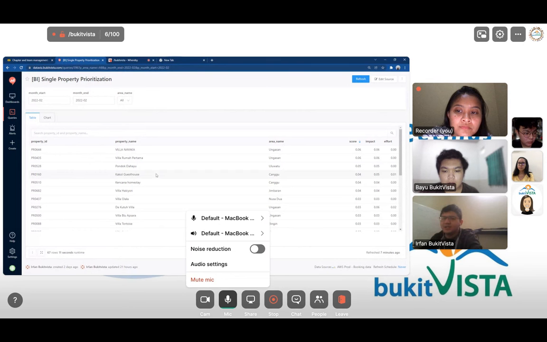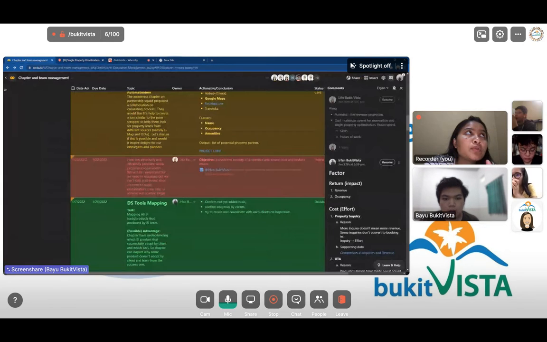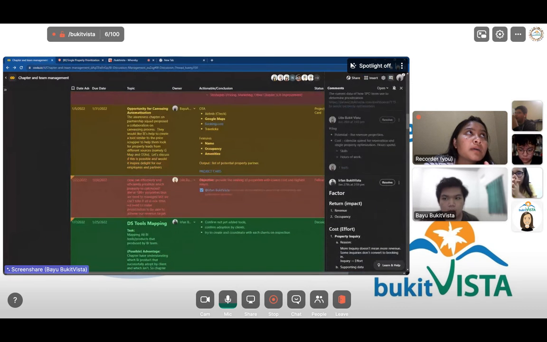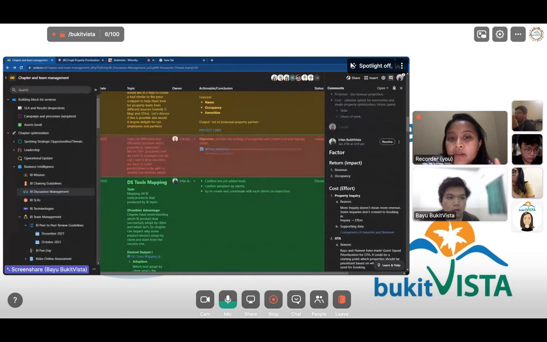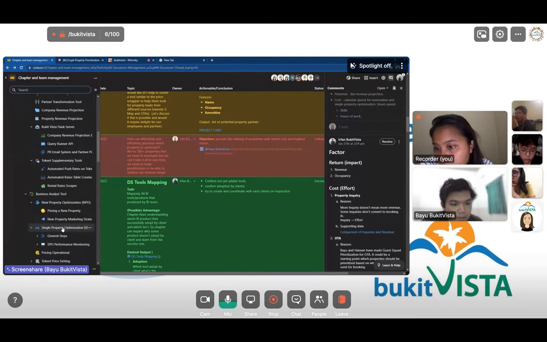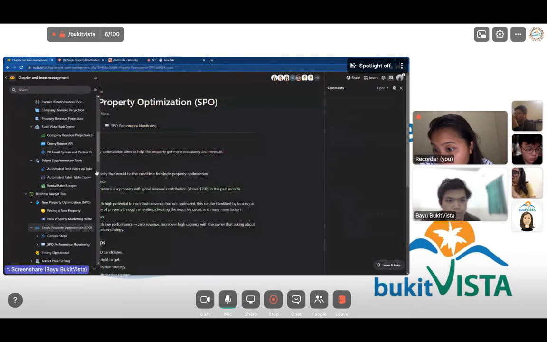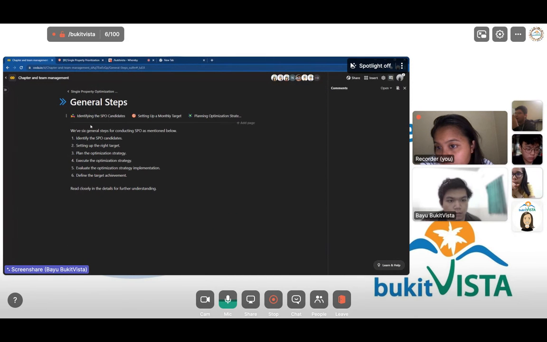So what is the actionable actually? So we should revise. Can you open the chapter anti management product and then go to the SPO section? So there is some guidance in the SPO section below. Ya, that SPO. The general steps, try. General steps. Oh, identifying the SPO candidates.